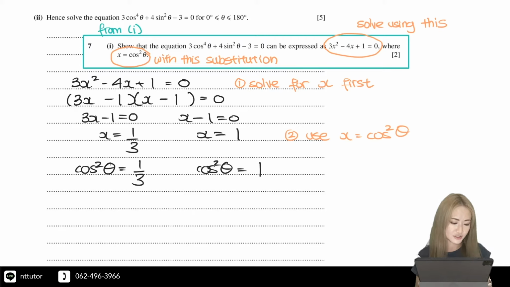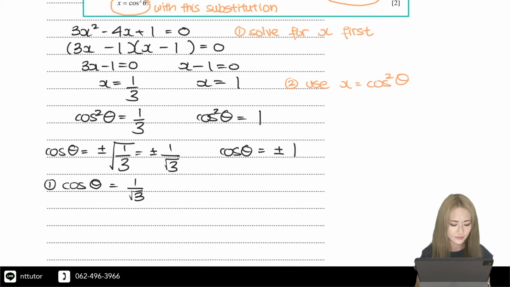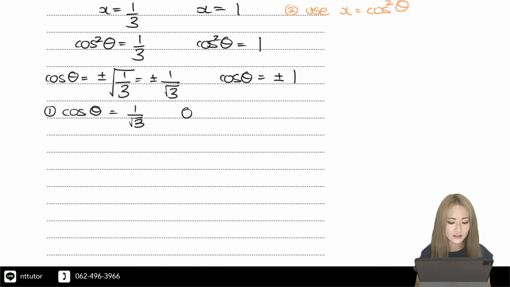To solve for cos theta, we can take the square root. So cos theta equals plus and minus the square root of 1 over 3, which is equal to plus and minus 1 over the square root of 3. And cos theta also equals plus and minus 1. So we can solve for theta from each of those by doing the inverse cos. So for cos theta equals 1 over root 3, theta is equal to the inverse cos of 1 over root 3, which equals 54.7 degrees.